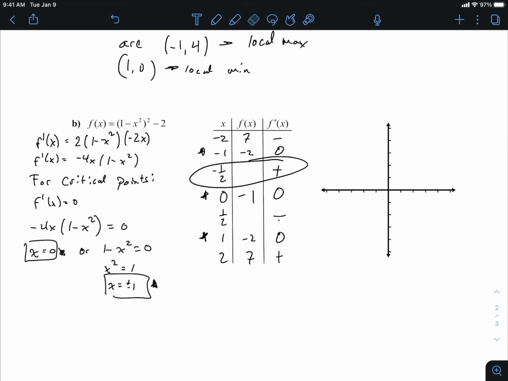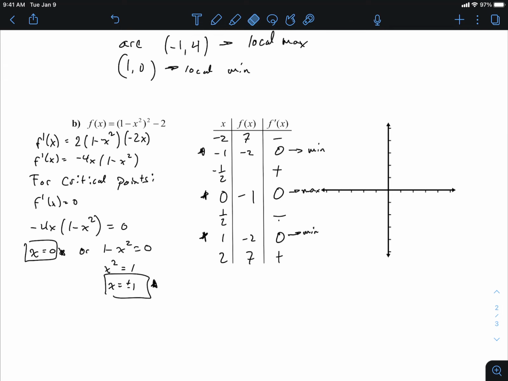So we know, at this particular point, we're going from a negative slope to a positive, negative to positive, looks like that. So we know that this is going to be a minimum. And then from here to here, we're going from a positive slope to a negative. That's going to be a max. And then negative to a positive, again, minimum.